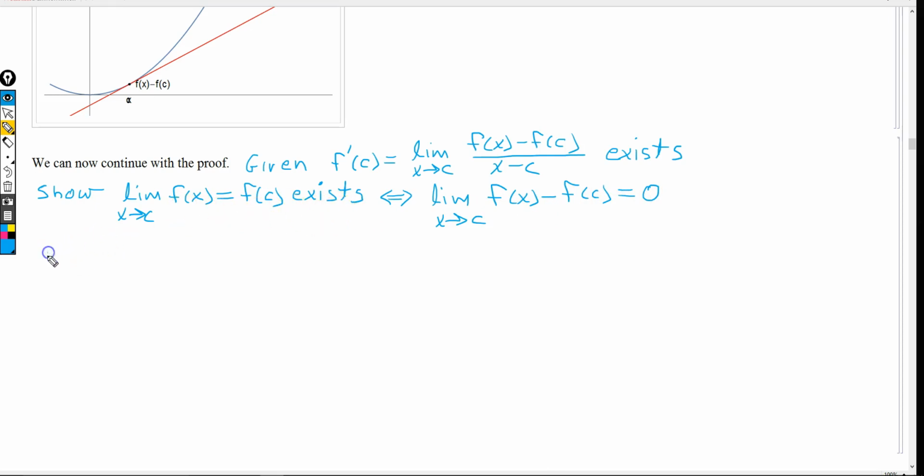Now let's first of all note that f of c does in fact exist, since in our definition of the derivative up here, we have f of c right here. So if f of c did not exist, then this limit certainly could not exist. So f prime could not exist. So f prime of c existing means this must exist. This number right here must be a number.